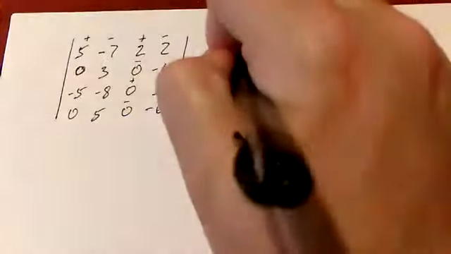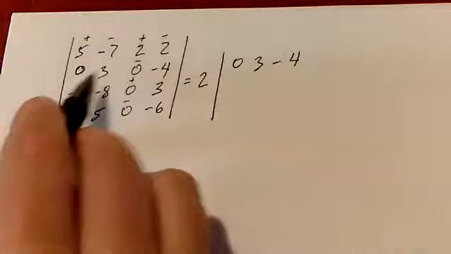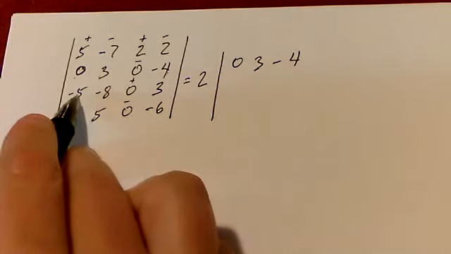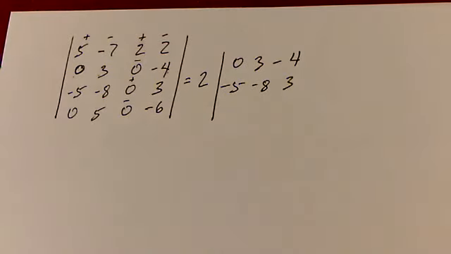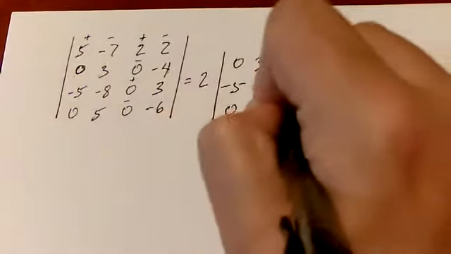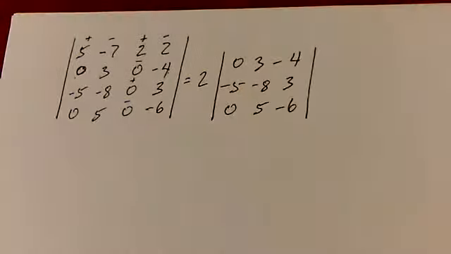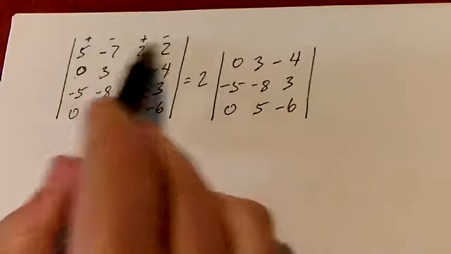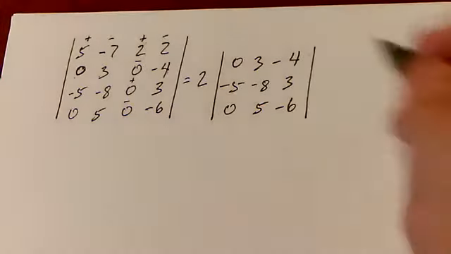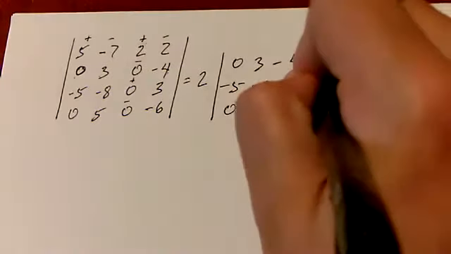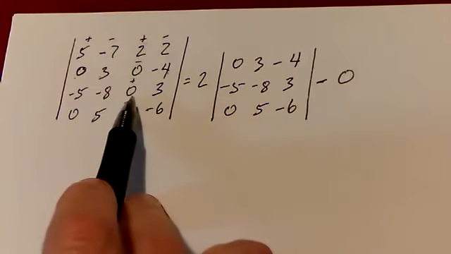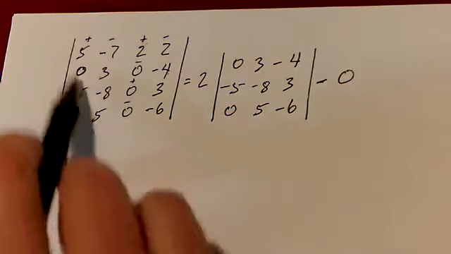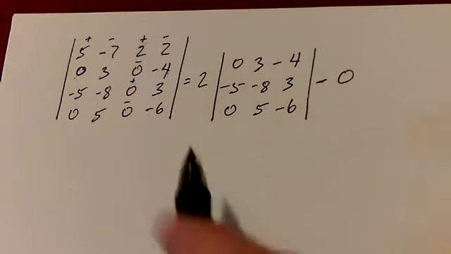So this 3 by 3 matrix is 0, 3, negative 4, again, skipping over the column, negative 5, negative 8, and 3. And then on the bottom row, I'm going to have 0, 5, negative 6. Again, because I'm ignoring this row and column. Now, all of the other cofactors, all the other expansion terms are just going to be 0, because it's going to be 0 times a 3 by 3, 0 times a 3 by 3, 0 times a 3 by 3.